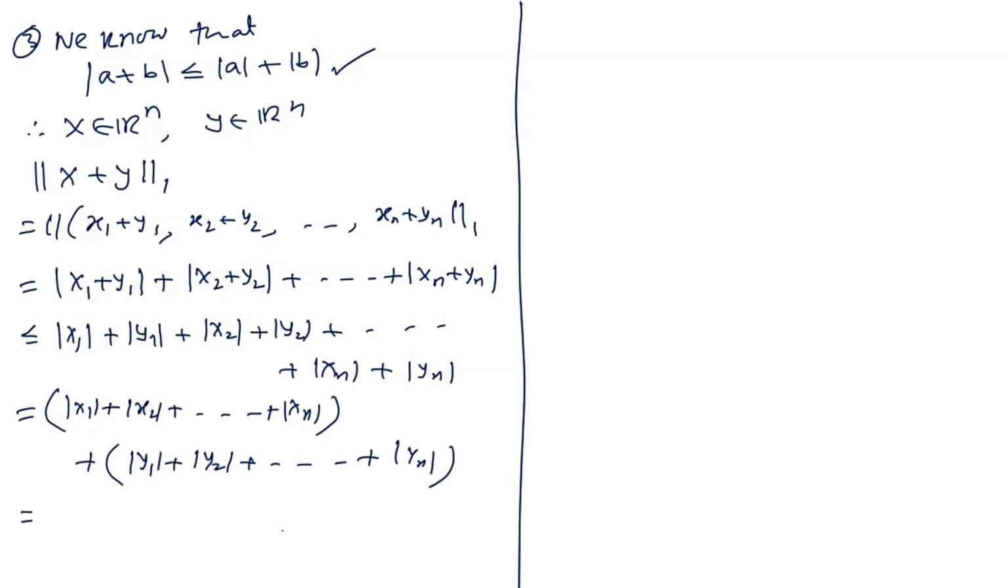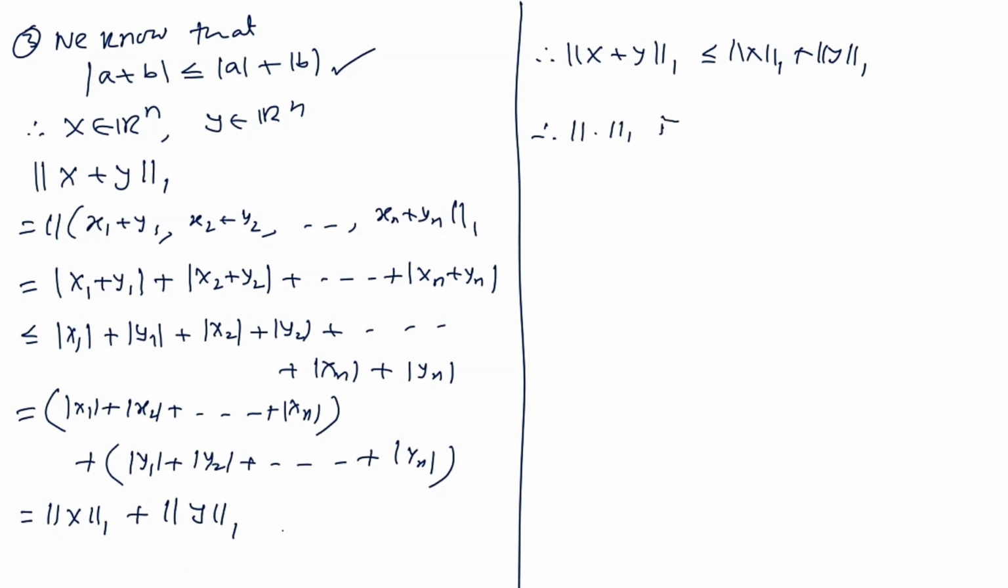So this is equal to the norm of x plus the norm of y. So we validate the triangle inequality. Therefore the norm of x plus y is less than or equal to the norm of x plus the norm of y. So this concludes that ‖x‖₁ is a norm on Rⁿ.